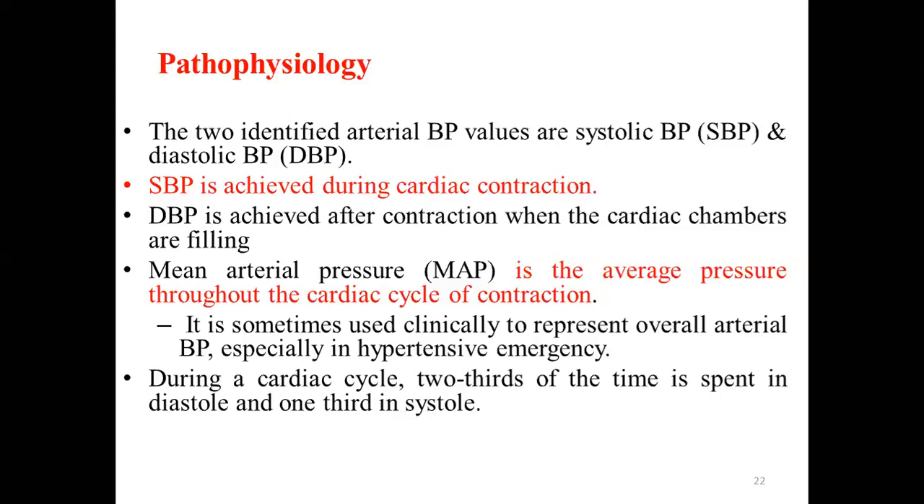Next, diastolic blood pressure is usually achieved after contraction. After contraction of the left ventricle, the left ventricle relaxes in order to fill with an adequate amount of blood. That condition is known as diastolic blood pressure, or diastole. So the pressure exerted on the blood vessels when the heart chambers are relaxed is known as diastolic blood pressure.